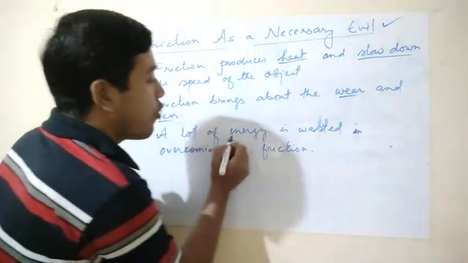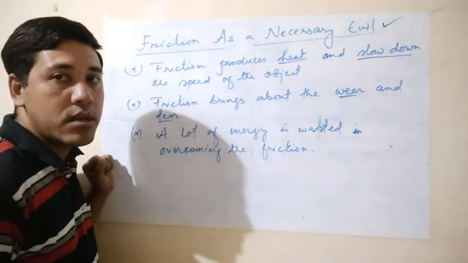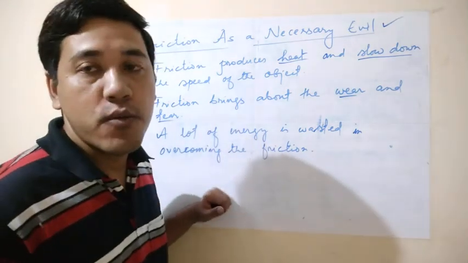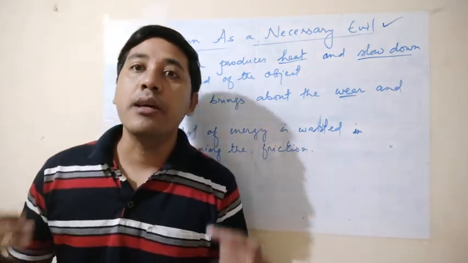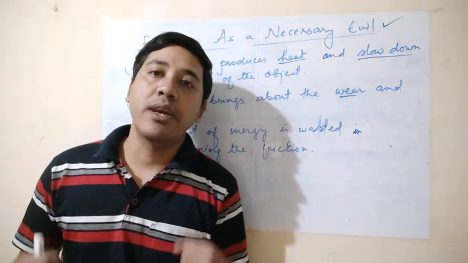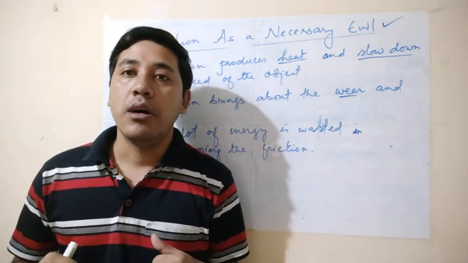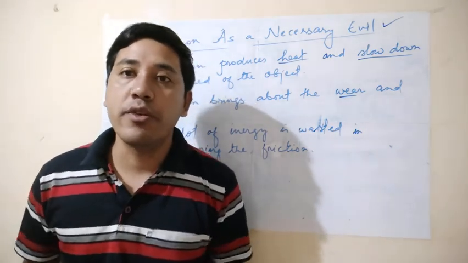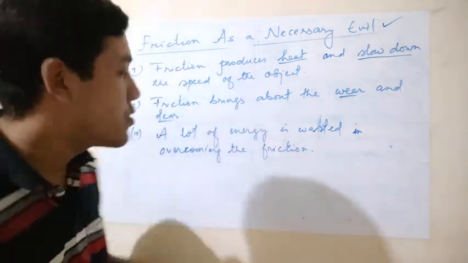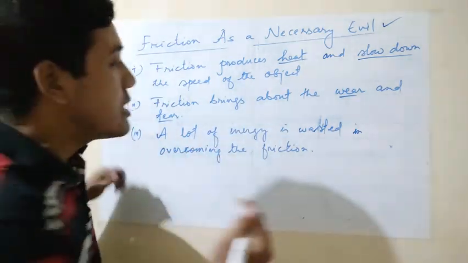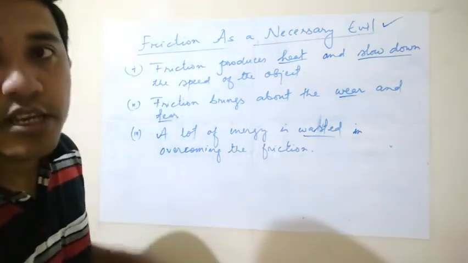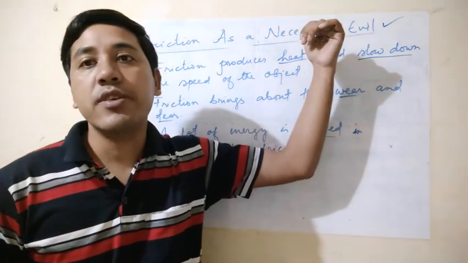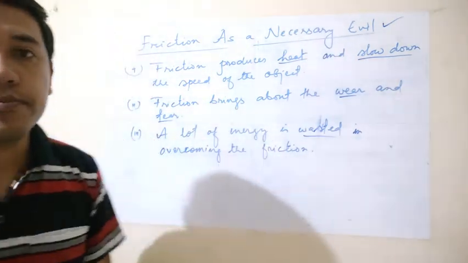The third one is that for overcoming the friction, a lot of energy is wasted. For example, your vehicle is stuck in a muddy road. To overcome that situation you use a lot of energy, right? Because of the friction, it wastes a lot of energy. Okay, these are the three most important points for the explanation about friction as a necessary evil. Please copy down.